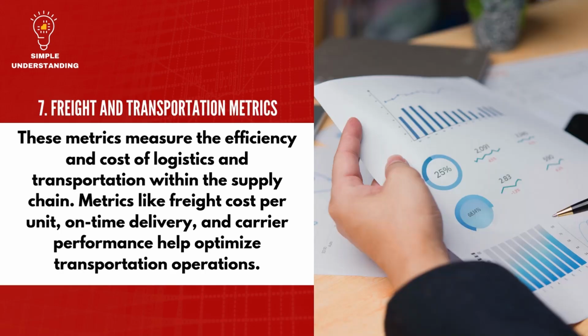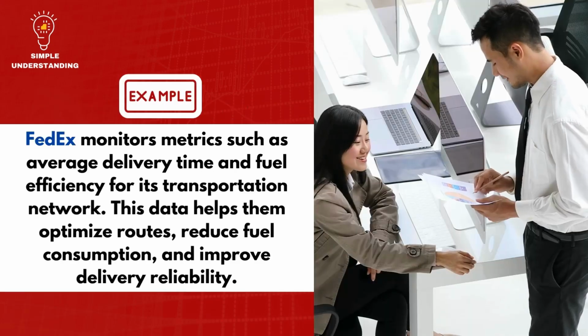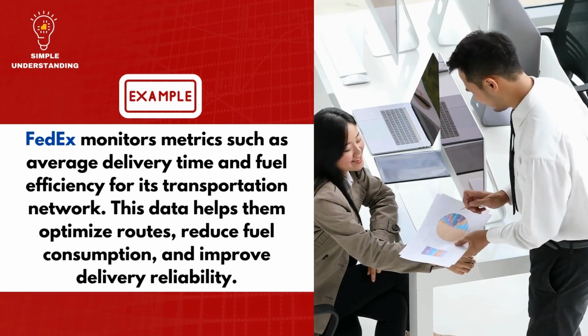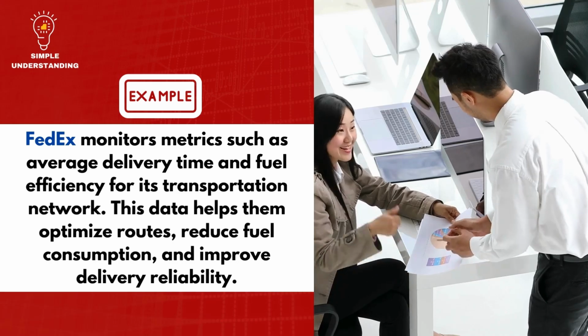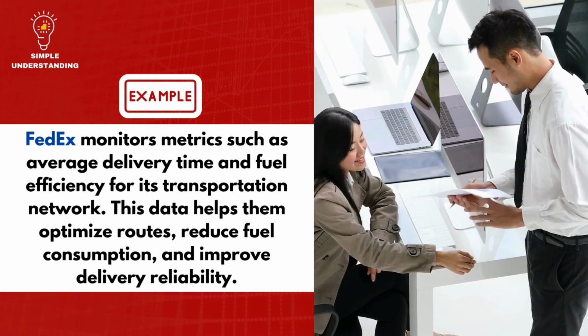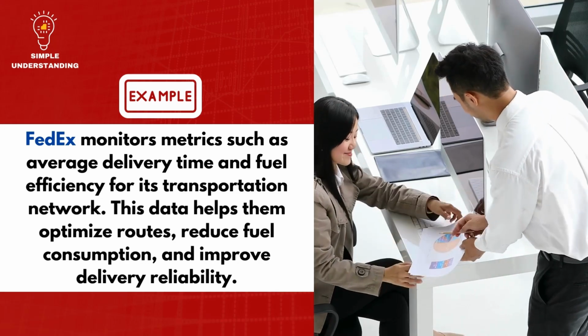7. Freight and transportation metrics. Explanation. These metrics measure the efficiency and cost of logistics and transportation within the supply chain. Metrics like freight cost per unit, on-time delivery, and carrier performance help optimize transportation operations. Example: FedEx monitors metrics such as average delivery time and fuel efficiency for its transportation network. This data helps them optimize routes, reduce fuel consumption, and improve delivery reliability.